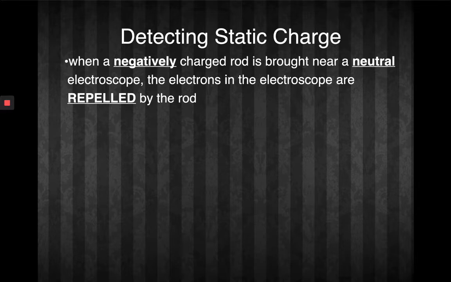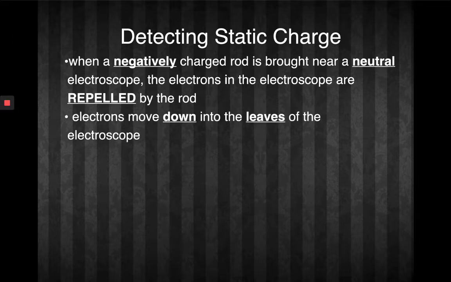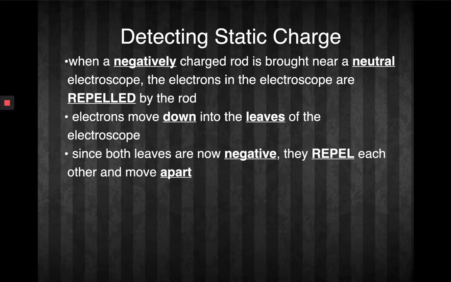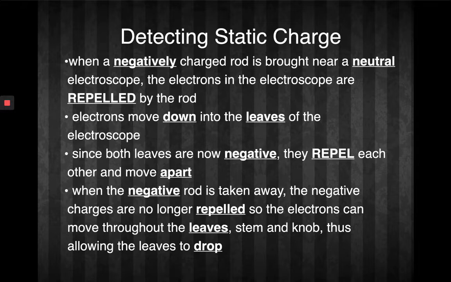So our electrons in our electroscope are repelled by this negative rod coming towards them. So the electrons move down the electroscope into the leaves of the electroscope then. And now both of our leaves are negatively charged. They're going to repel each other and they're going to flare apart. Now when our negative rod is taken away, our leaves are no longer repelled. The electrons can move back out of the leaves and up into the stem and knob of the electroscope, and therefore our leaves are going to drop back to their neutral position.